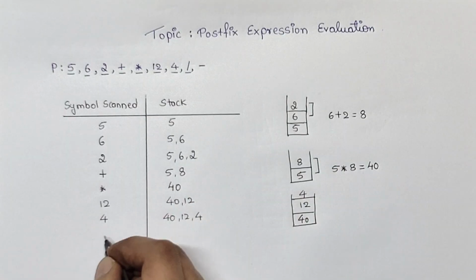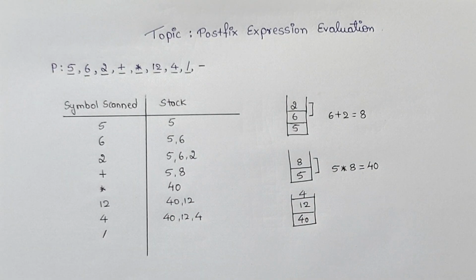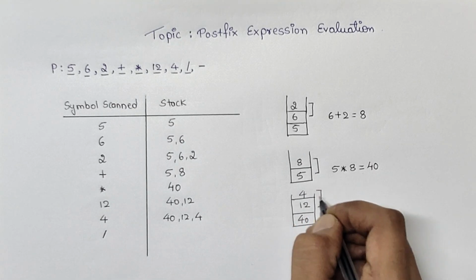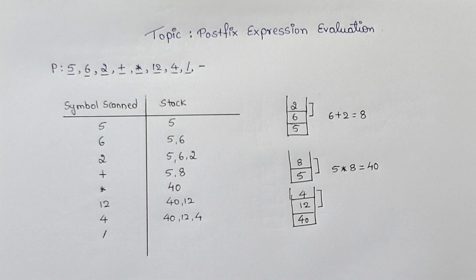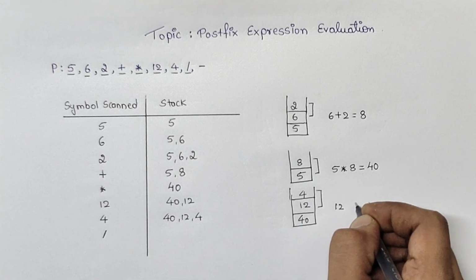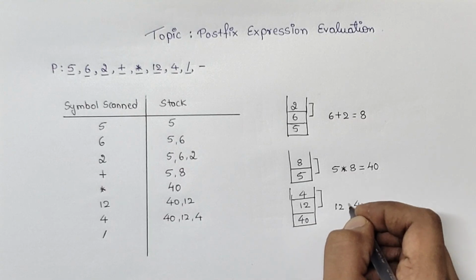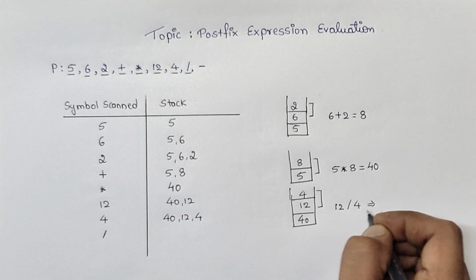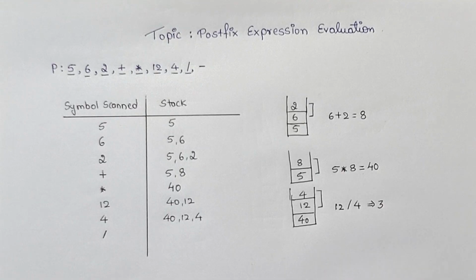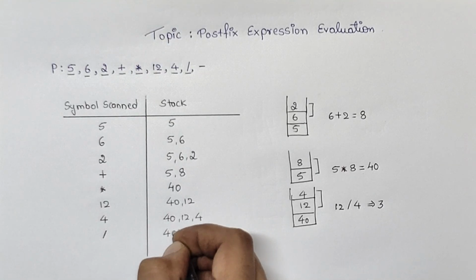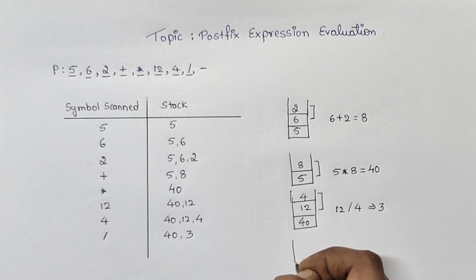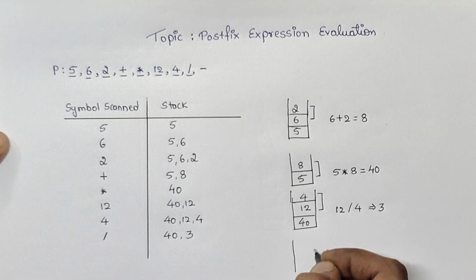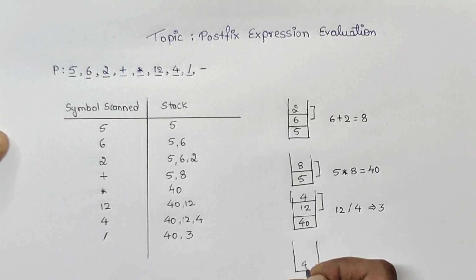Next, division. This slash means the division operator. When you encounter an operator, apply it to the top two elements of the stack. So at the top of the stack we have two elements, 12 and 4. 12 arrived first, later 4. So in between them the division operator will be applied. 12 divided by 4 will be equal to 3. So 40 will remain as it is. In place of 12 and 4 we will be writing 3. So update it in the stack also. 40 will remain as it is.